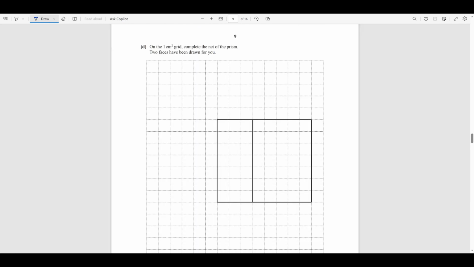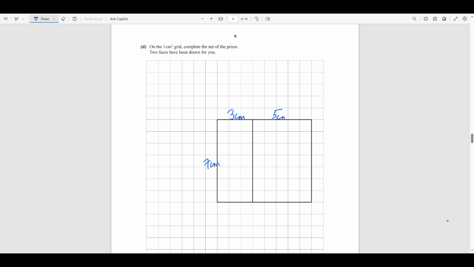On the 1 centimeter square grid, complete the net of the prism. Two faces have been drawn for you. So let's quickly check that this is 1, 2, 3, 4, 5, 6, 7. So this is 7 centimeter, and this is 3 centimeter, and this is 5 centimeter.